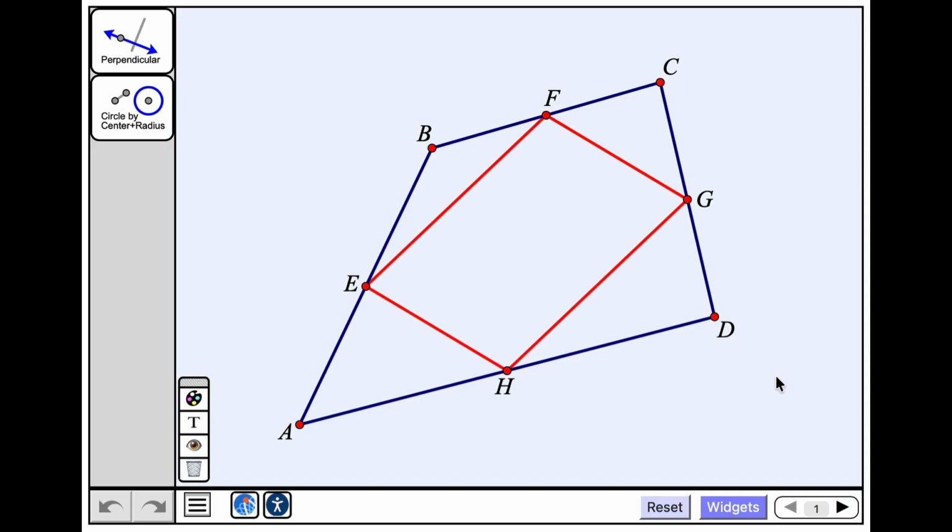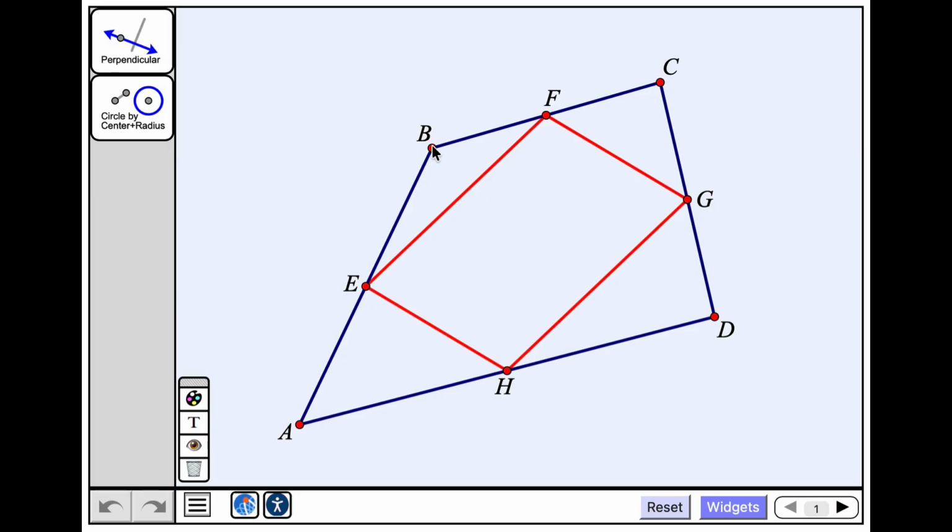In this video, we're going to explore some of the consequences of Varignon's theorem. Now, this theorem is a very surprising one and a rather simple one to prove, and it states that if you start with any quadrilateral ABCD and you construct its midpoints EFGH and connect them to form a quadrilateral, that quadrilateral EFGH, shown here in red, is always a parallelogram.